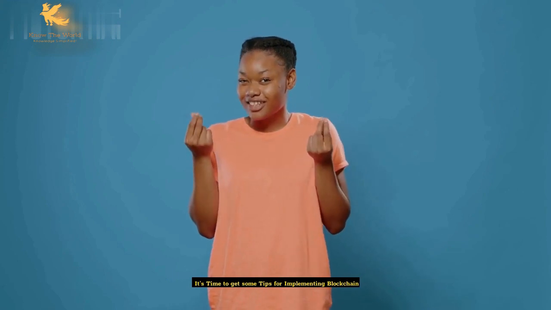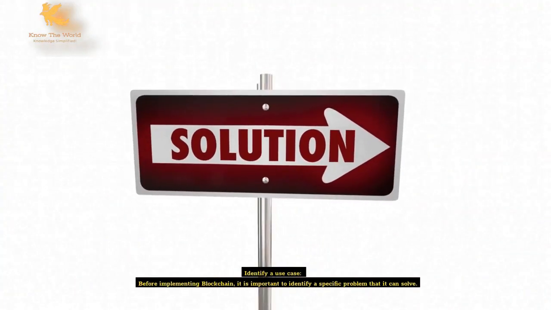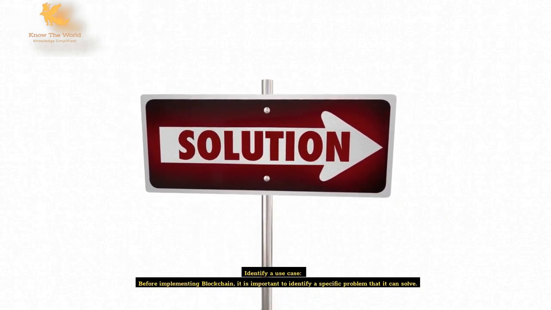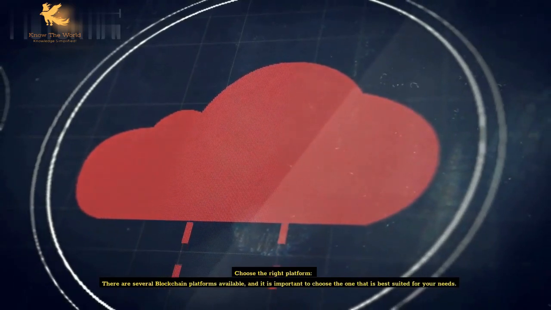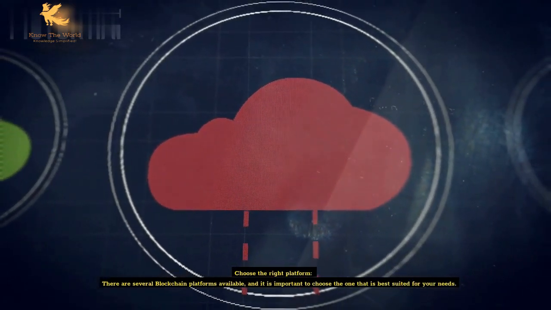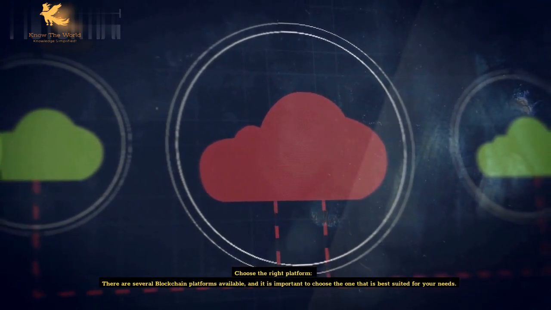It's time to get some tips for implementing blockchain. Identify a use case. Before implementing blockchain, it is important to identify a specific problem that it can solve. Choose the right platform. There are several blockchain platforms available, and it is important to choose the one that is best suited for your needs.